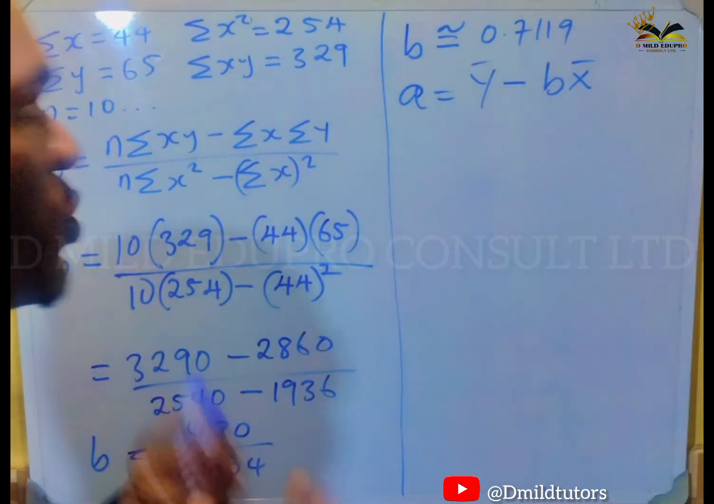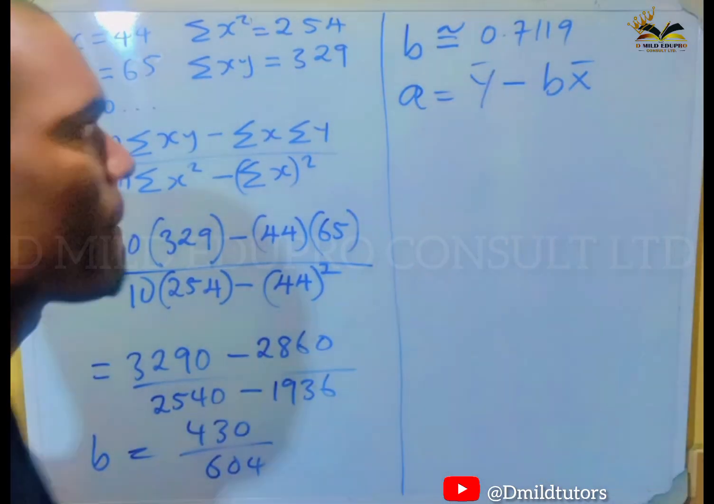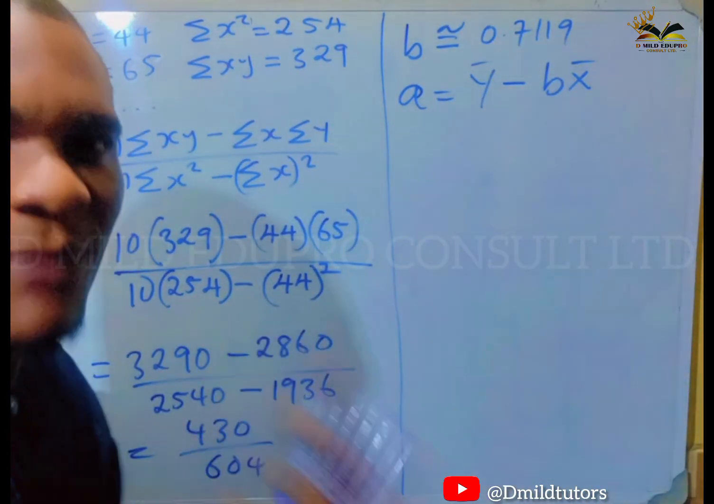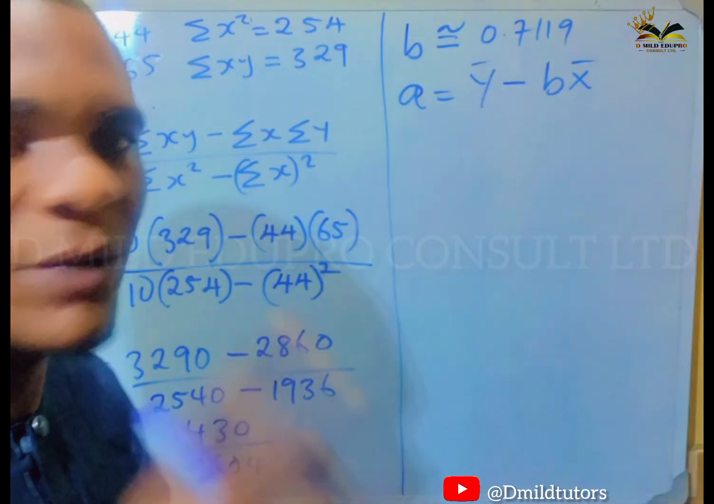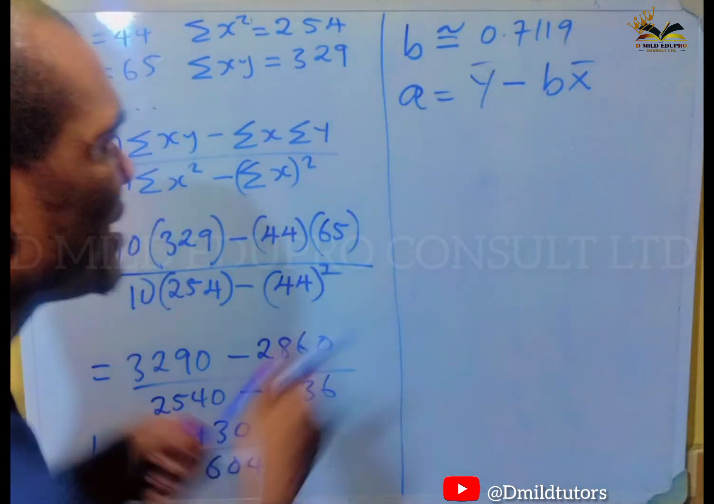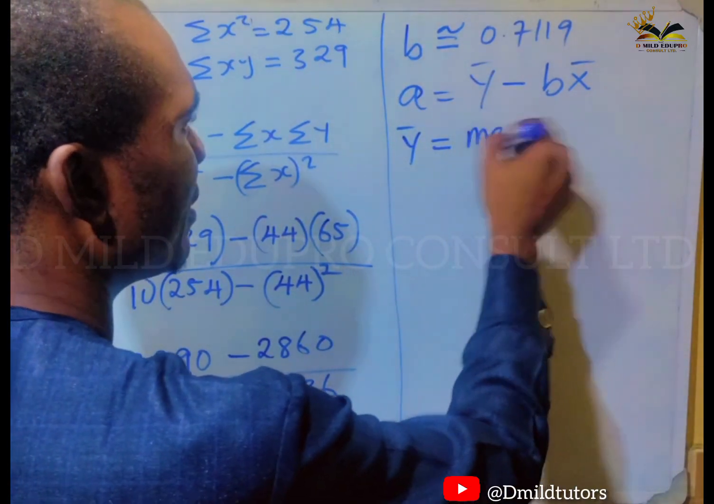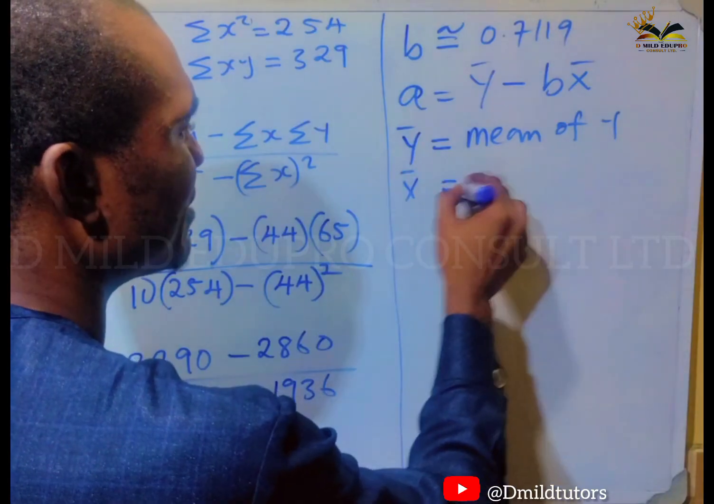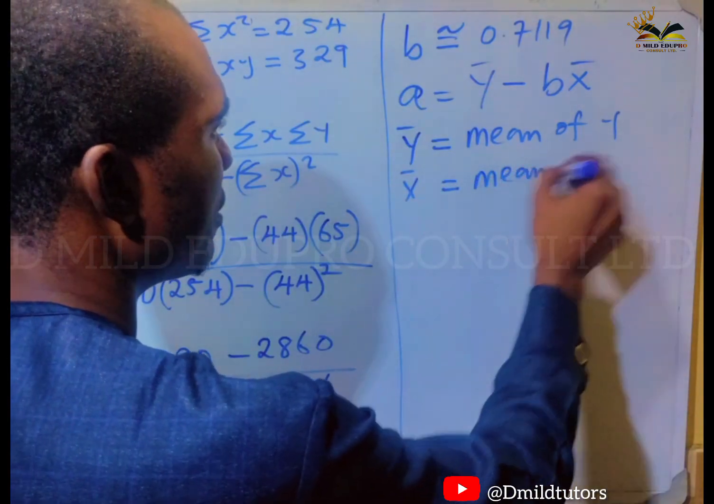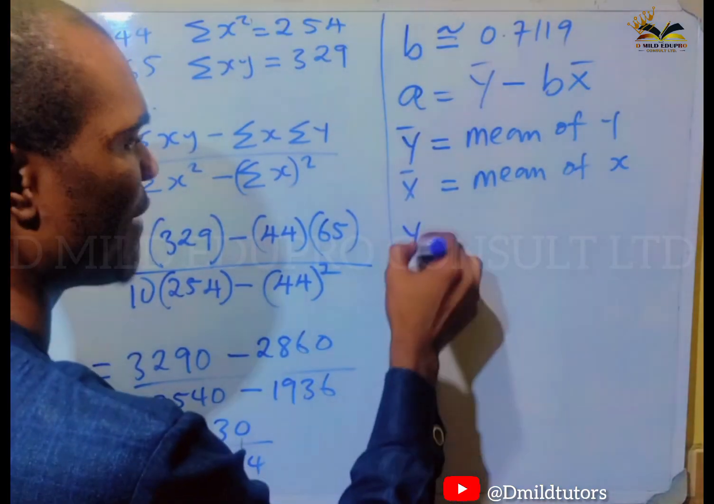So what you'll just be worried about is to get your y bar. What is y bar? To get your x bar, what is x bar? Now remember, from our table, we have value for x, we have value for y. So y bar is the same thing as the mean of y, and x bar is the same thing as the mean of x. Is that okay?